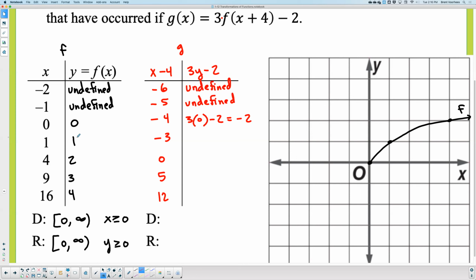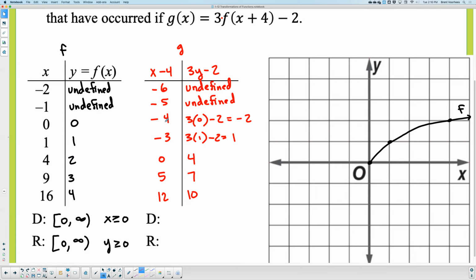Okay, so here I'm plugging in 1. What's 3 times 1? 3 minus 2? 1. Okay, great. Now we plug in the 2. What's 3 times 2? Subtract 2. 4. 3 times 3? Minus 2. And finally, 3 times 4? Minus 2. And there's our table there.